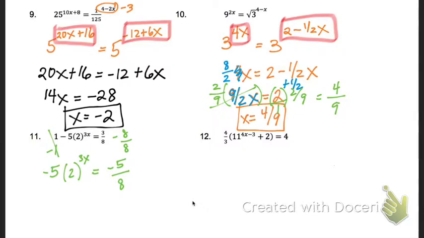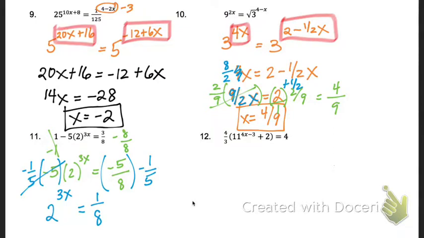Now I want to move the -5 to the other side. Instead of dividing by 5, what could I multiply by? What's the reciprocal of -5? -1/5. When I multiply across, the 5's end up canceling, and I get 2 to the 3x equals what? 1/8.